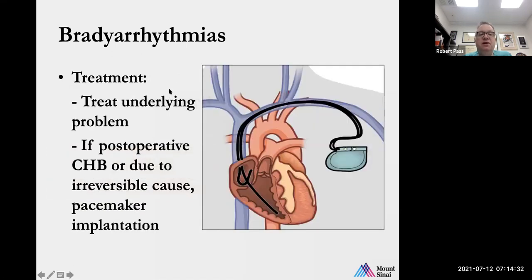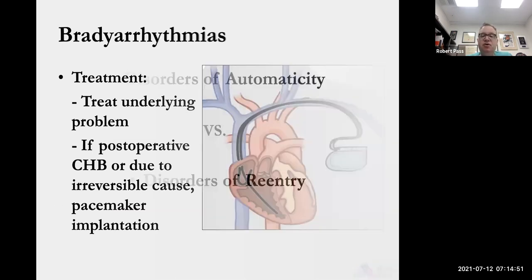The treatment for bradycardias is to treat the underlying problem if there is one, but most of them don't have a treatment other than time. And if a patient were to have a postoperative heart block, or if it was due to an irreversible cause, then pacemaker implantation is the treatment of choice.